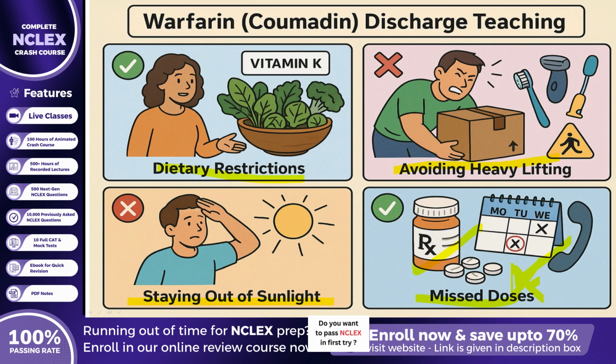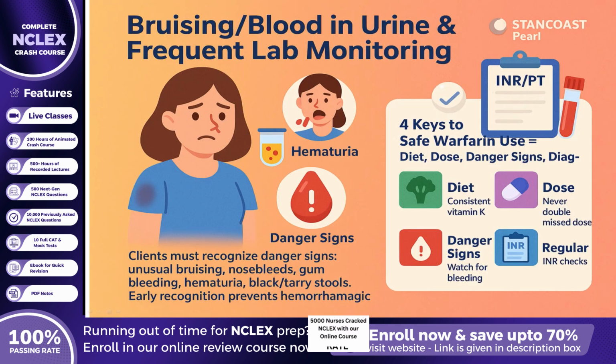Now, addressing recognition of bruising or blood in urine, this is another critical teaching point. Because warfarin thins the blood, patients must be vigilant for warning signs such as unusual bruising, hematuria, tarry stools, nosebleeds, gum bleeding, or prolonged bleeding from minor cuts. Early recognition of these symptoms can prevent life-threatening hemorrhagic events and ensures immediate medical evaluation.